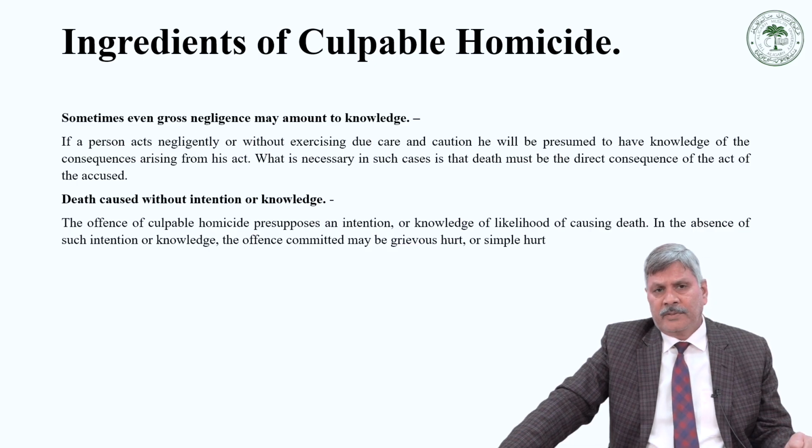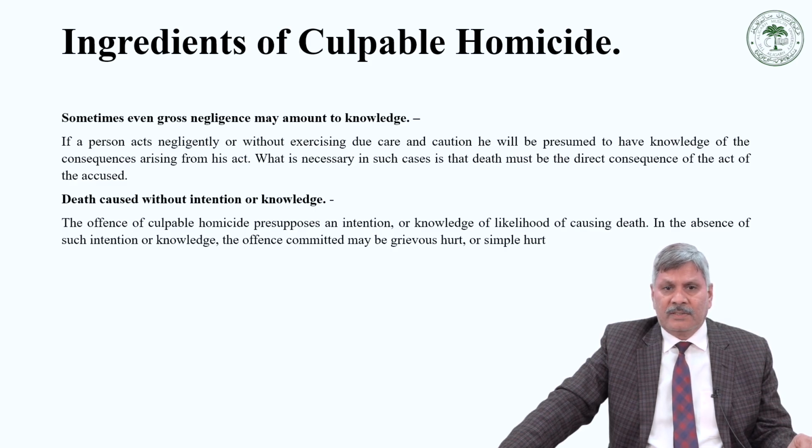Another illustration: A, intending to kill B, inflicts a mortal wound on B and, mistakenly thinking him dead, throws his body in a lake, with the result that B dies by drowning. In this case, A is liable for causing the death of B by a grossly negligent act. A caused a mortal wound to B and mistook him to be dead. B dies due to drowning.